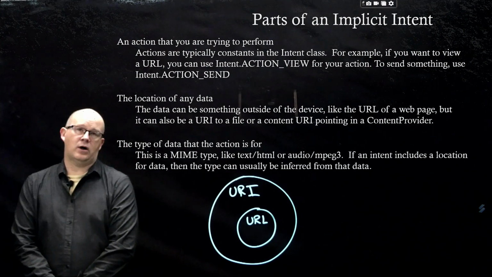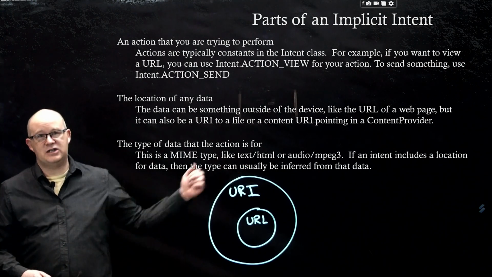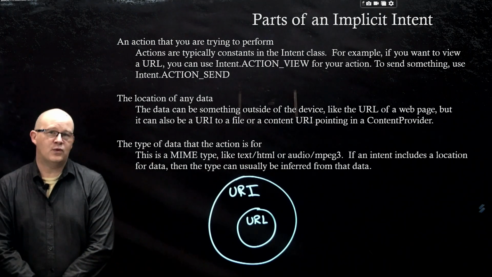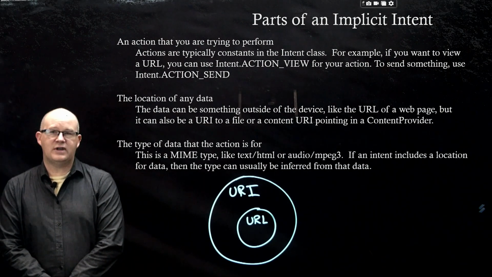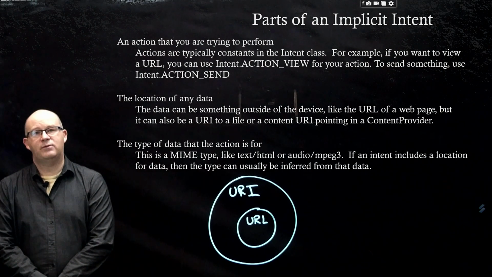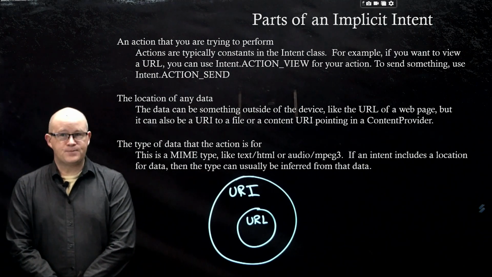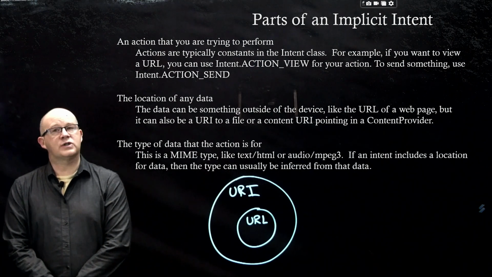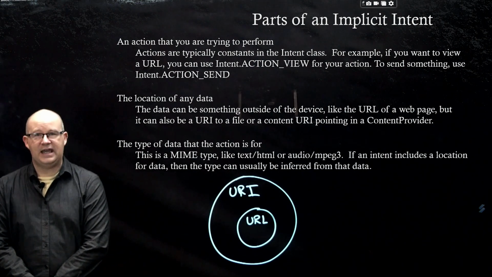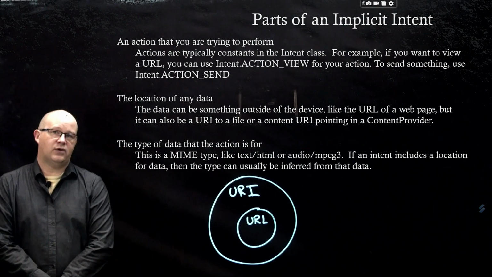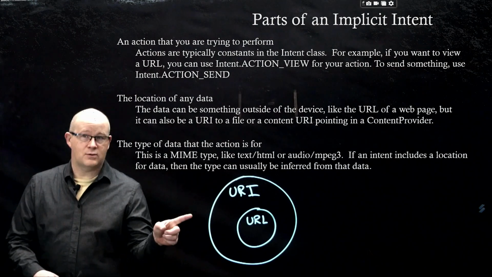The third part of an implicit intent is the data type, something like text, HTML, audio, MPEG-3. And if an intent includes a location for the data, then the type usually can be inferred from the data. So I'll show you an example, and we'll look for all the different parts. And in the example that I showed towards the end of the video, you're not going to find the data type because the location is going to make it so that we can infer that. Let me erase this.